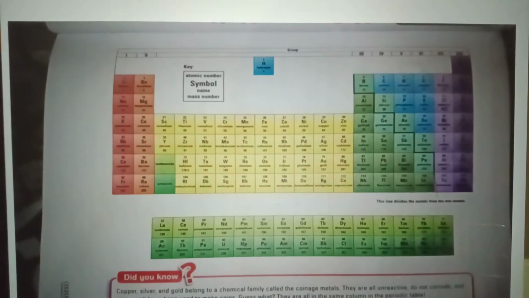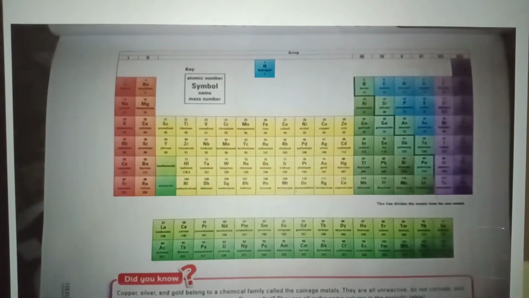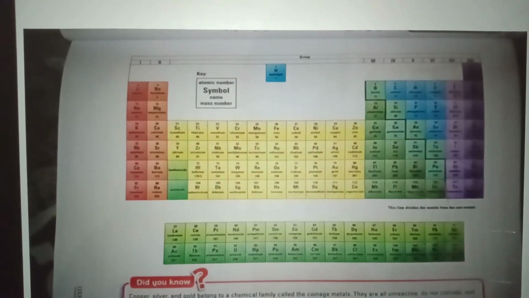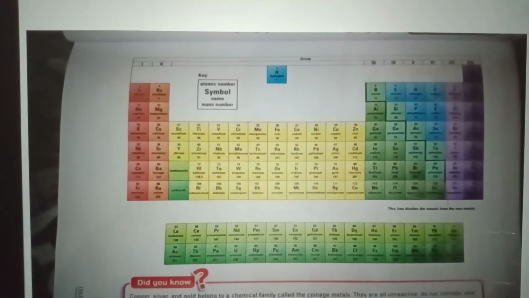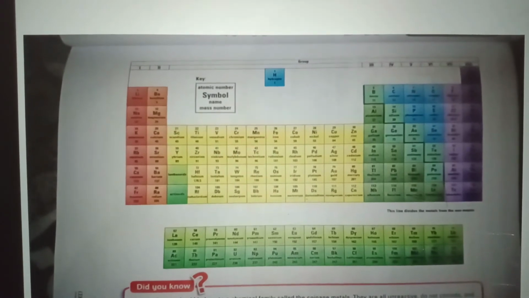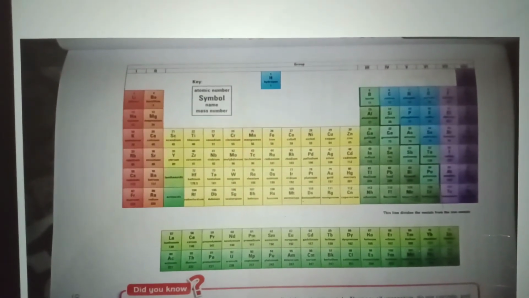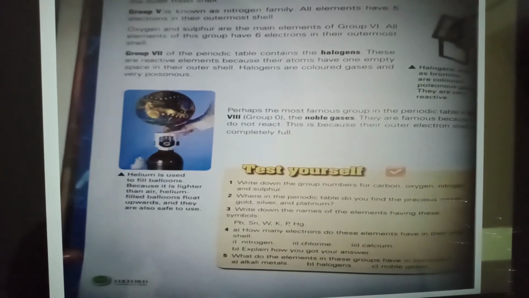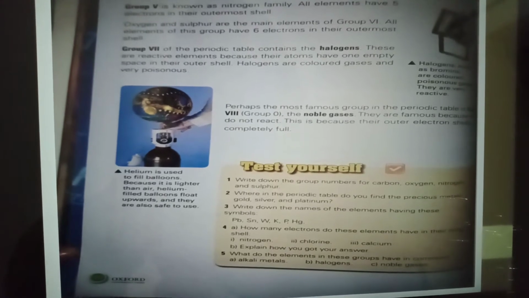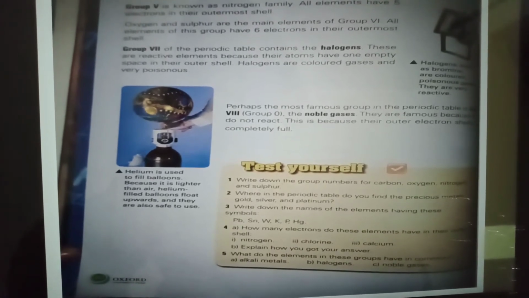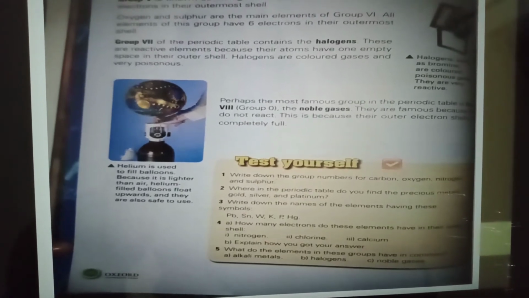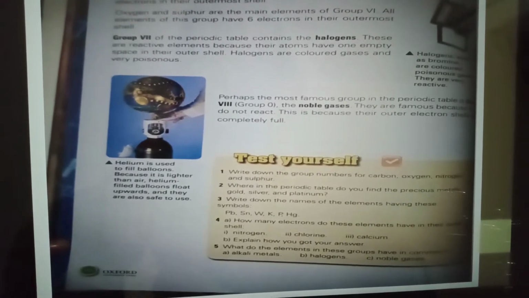Perhaps the most famous group in the periodic table is group 8, that is group 0, or the noble gases. They are famous because they do not react. This is because their outer electron shells are completely full. Helium is used to fill balloons because it is lighter than air. A helium-filled balloon floats upward and it is also safe to use.